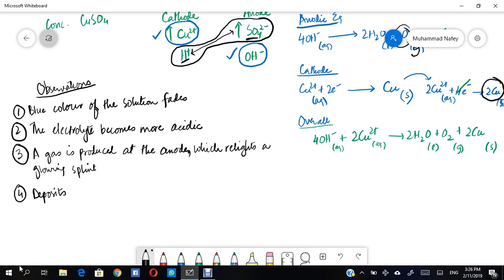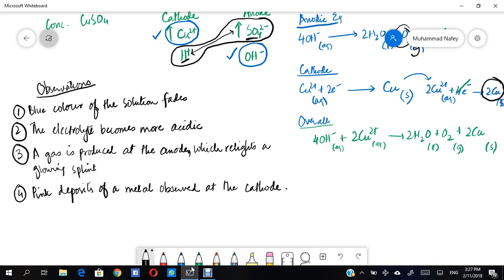So we'll say that pink deposits of a metal observed at the cathode. So these are the observations that you will see when you are electrolyzing concentrated copper sulfate.